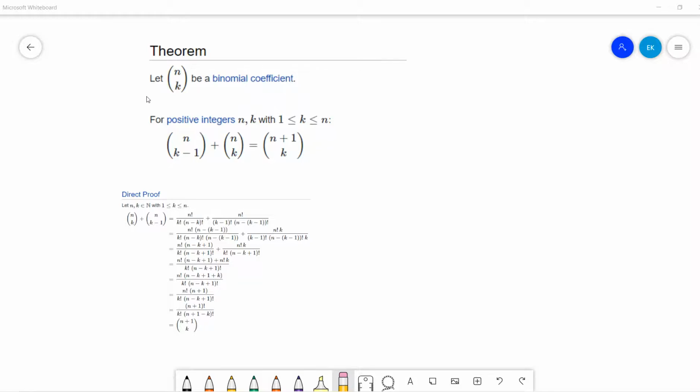Welcome, guys. So today we are going to prove this theorem. This is called Pascal's rule. Let n choose k be a binomial coefficient, and we want to prove that n choose k plus n choose k minus one will be n plus one choose k. So this is k, this is k minus one, then it becomes k, but this will add one.